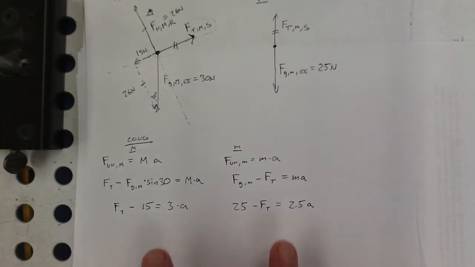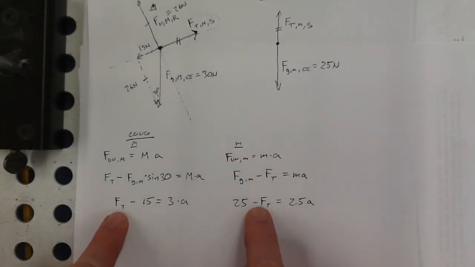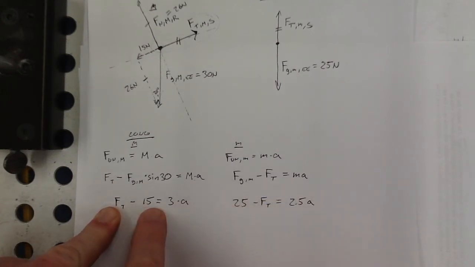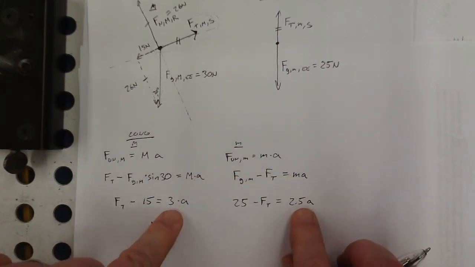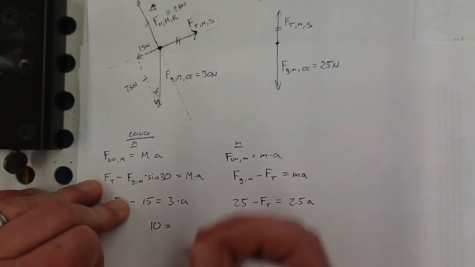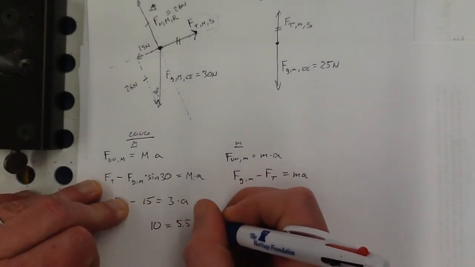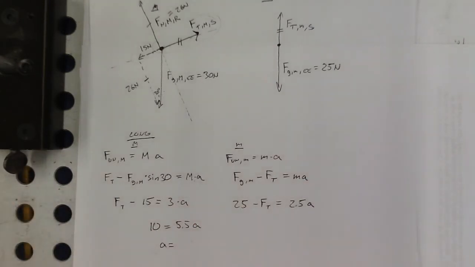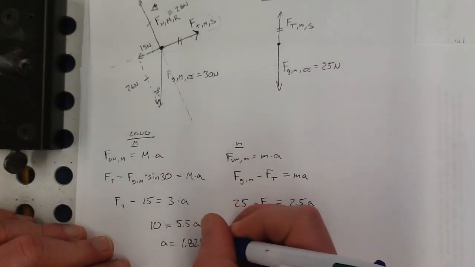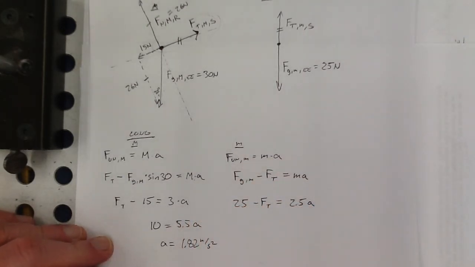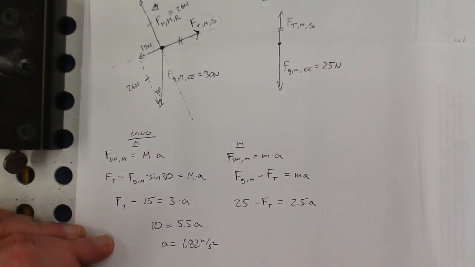All right. Now we add the two equations together, expecting that the tension force is going to cancel out. Plus Ft minus Ft, those cancel. So I get 25 minus 15. And then I add these together. That's 3 plus 2.5 is 5.5. So the acceleration is 1.82. That's how you do that.